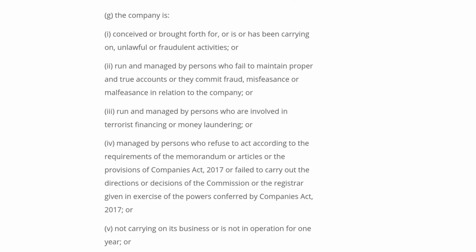Okay, the next point is that the company is managed by persons who refuse to act according to the requirements of the memorandum or the articles or the provisions of the Companies Act, or fail to carry out the directions or decisions of the commission or the registrar which have been given to them in exercise of the powers conferred by the Companies Act.